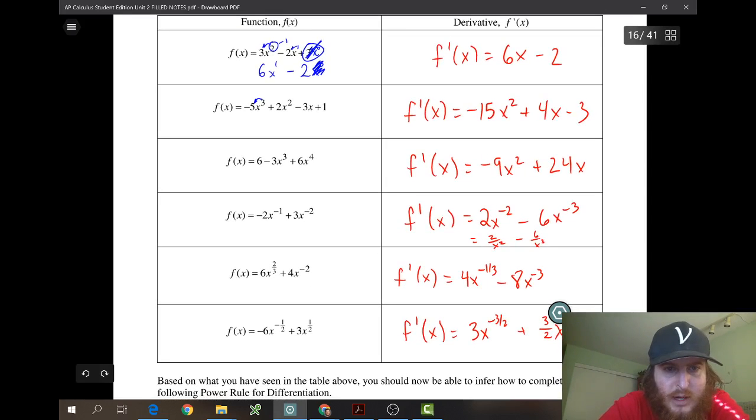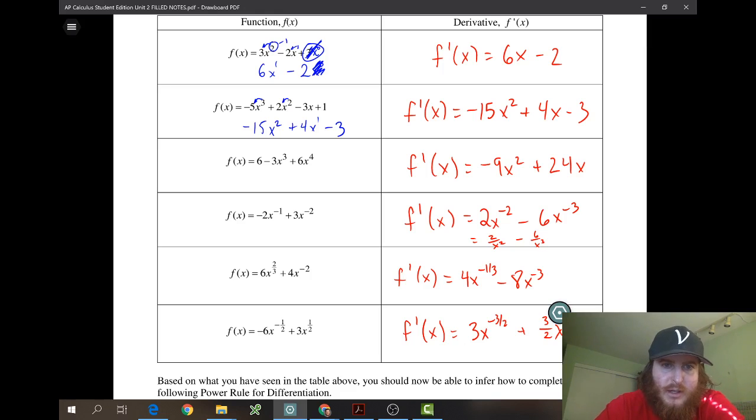Okay, so this time 3 times negative 5, negative 15x squared, subtract off 1. 2 times 2 is plus 4x to the first, and then minus 3. So another pattern you'll start to see is that anytime we have the derivative of something with just an x, it just becomes that number.